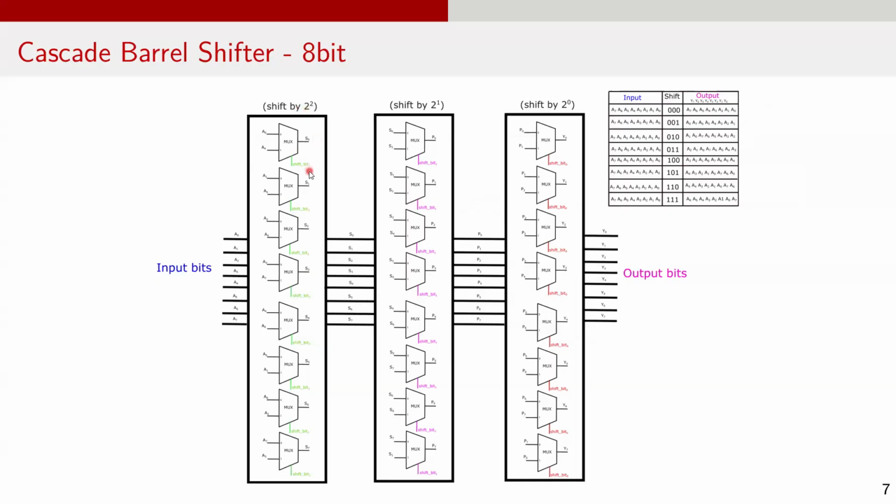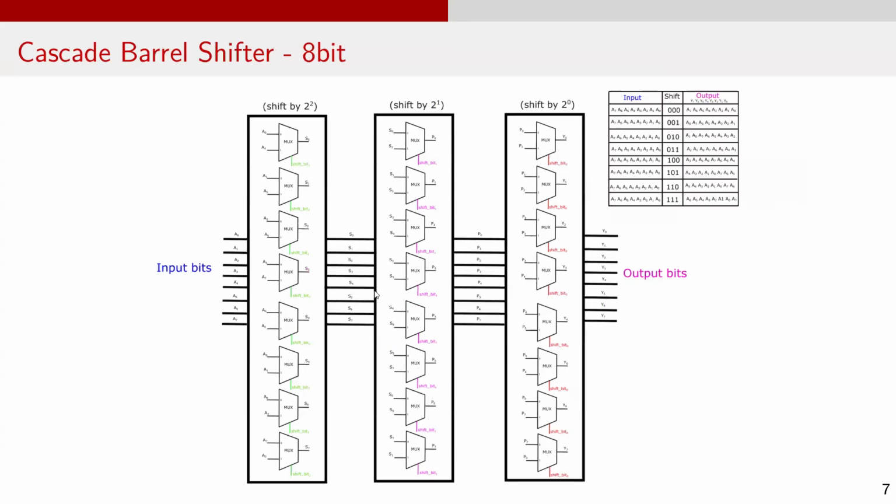Stage 2 is controlled by shift bit 2 and performs a rotate right by 4 positions when enabled. Stage 1 is controlled by shift bit 1 and performs a rotate right by 2 positions when enabled. And stage 0 is controlled by shift bit 0. This performs a rotate right by 1 position when it is enabled. Each stage consists of 8 2-to-1 multiplexers, one for each output bit. The output of one stage feeds the input to the next stage, allowing the shift to accumulate. By enabling different combinations of stages, any rotate right operation from 0 to 7 positions can be achieved.